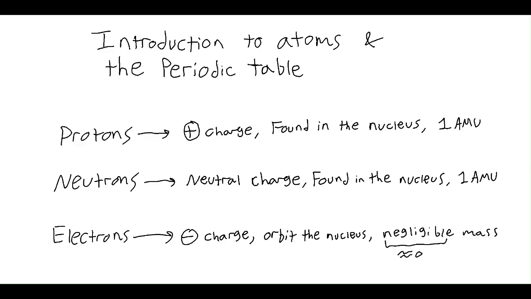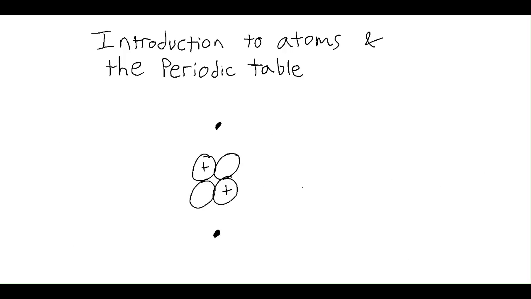Now let's take all of this and turn it into a more practical drawing of an atom. So here's an initial drawing of an atom to represent what we just learned. This would be the nucleus. Here's our positively charged protons. Here's a neutral charged neutron. And over here, these would be electrons orbiting the nucleus. These have a negative charge and negligible mass.